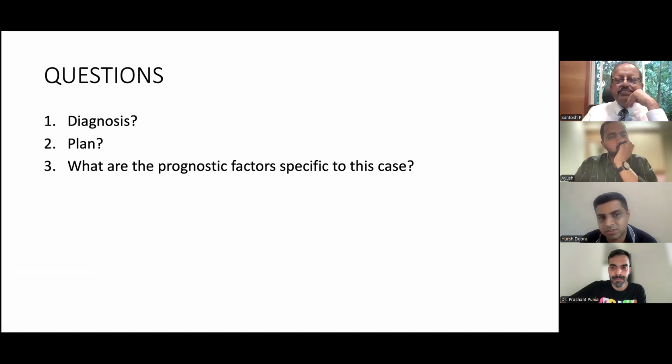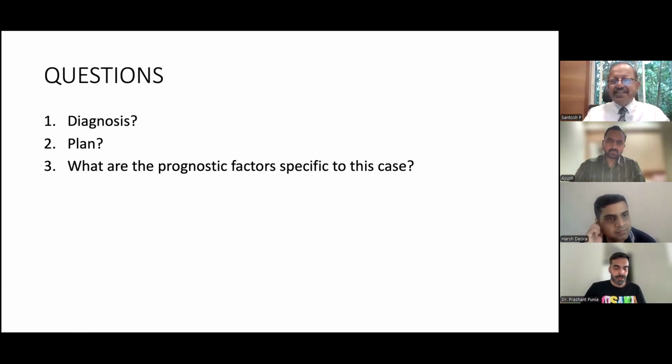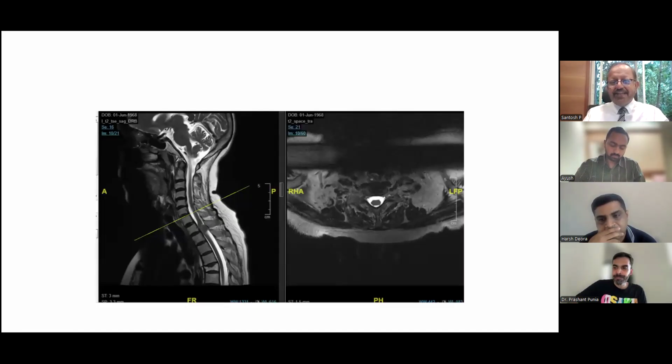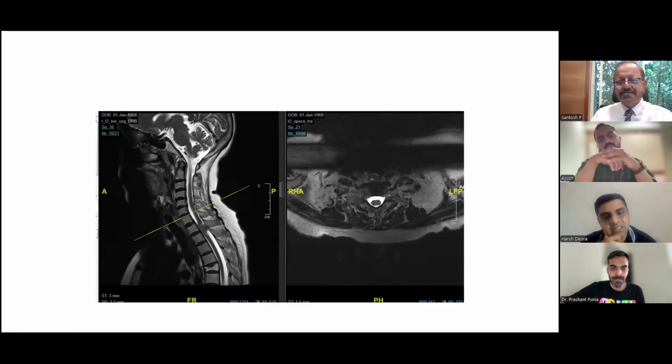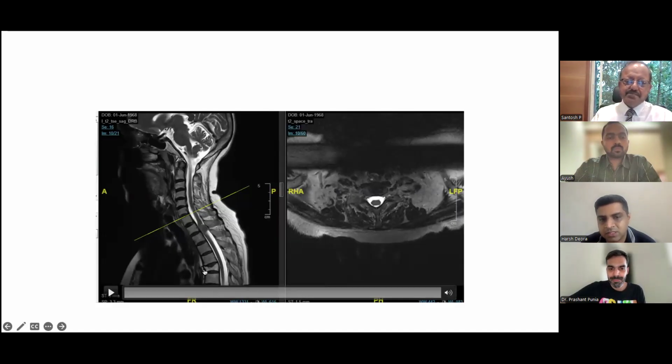This third question is also giving you a clue. What are the prognostic factors specific to this case? The question itself has a clue in this. So what do you think are the prognostic factors specifically for this case, considering the location? Sir, it is dorsal, so might cause paraparesis. That I think anyone can answer from first MBBS. That I understand, but what specific? If you are very very careful, you can see something below also.